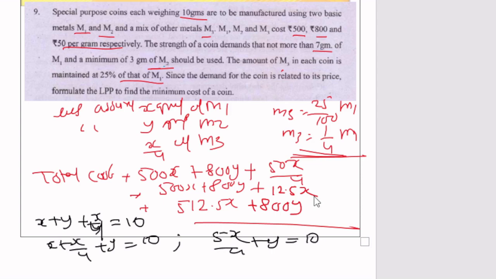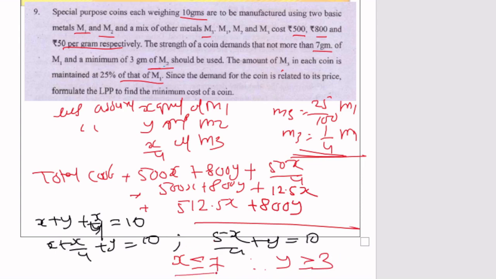Now let's read what is given further. The strength of a coin demands not more than 7 gram of M1. So 7 gram of M1, it should not be more than that. So x is less than or equal to 7. And a minimum of 3 gram of M2. So it means y is greater than or equal to 3.